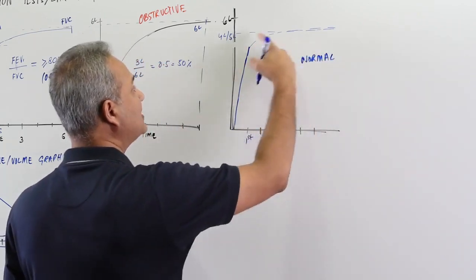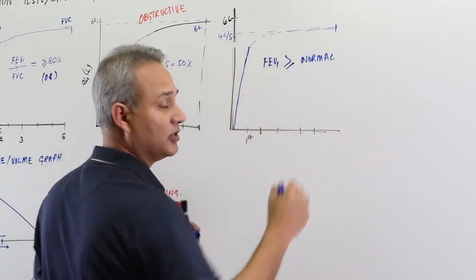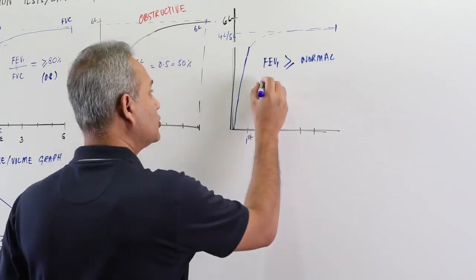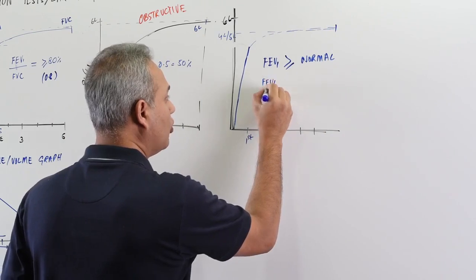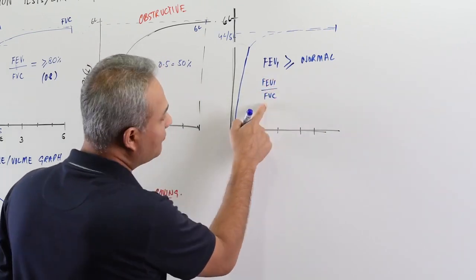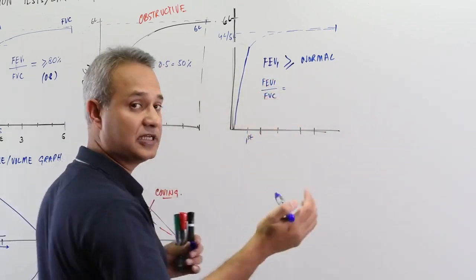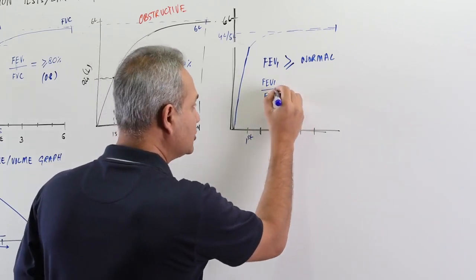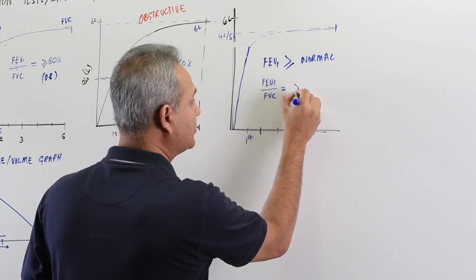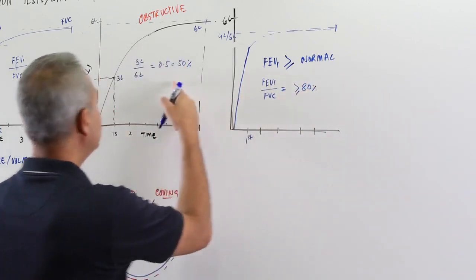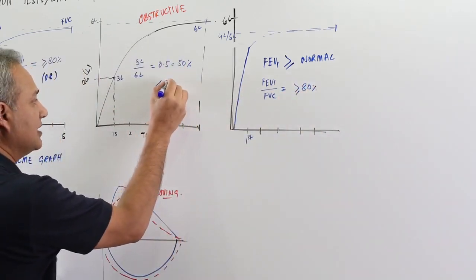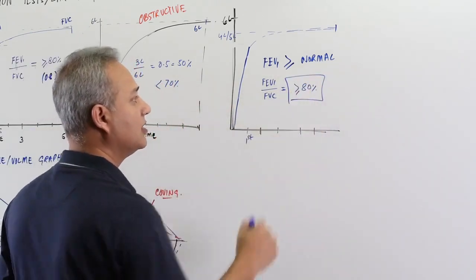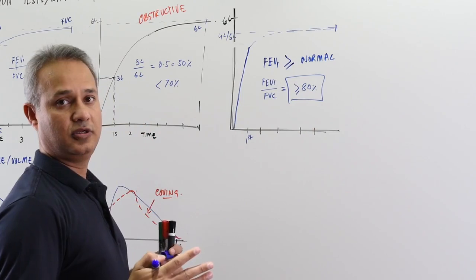How about FVC? What is the total volume? Reduced or normal, depending upon the severity. So FEV1 over FVC, if FVC is reduced, which normally reduces more than FEV1, the ratio will become greater than 80%. In obstructive disease, the ratio was lesser than 70. Here the ratio is equal to normal or greater than normal.